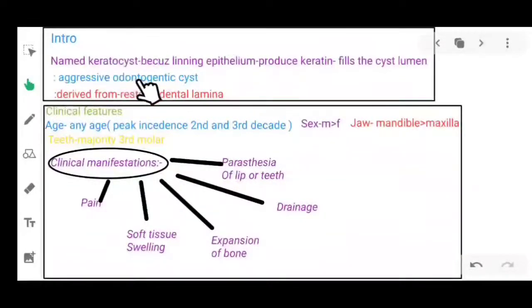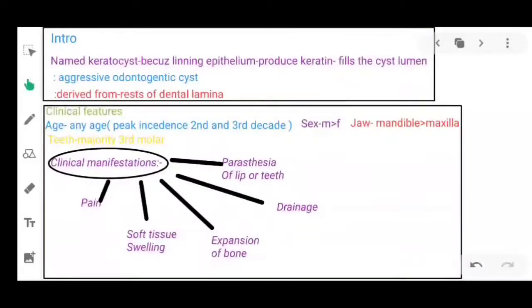Because the lining epithelium produces keratin and fills the cyst lumen. And it is a very aggressive odontogenic cyst. Now from where is it derived? It is derived from cell rest of dental lamina. So these are three important points. One, it is an aggressive odontogenic cyst. Second, it produces keratin and fills the cyst lumen, therefore it is termed as keratocyst. And third, it is derived from cell rest of dental lamina.